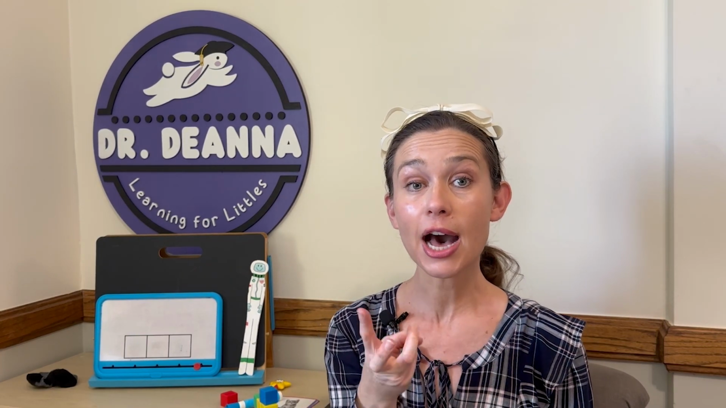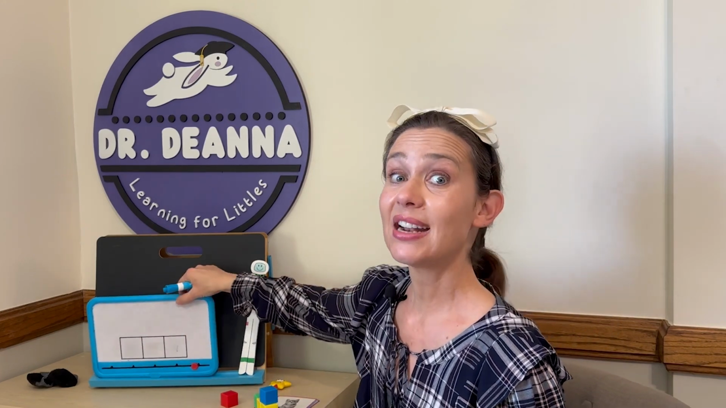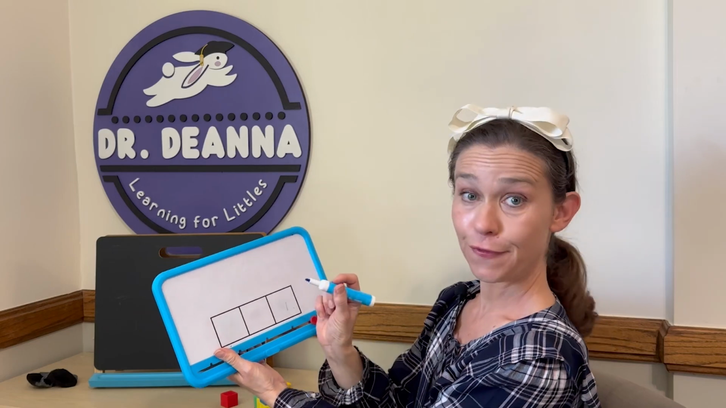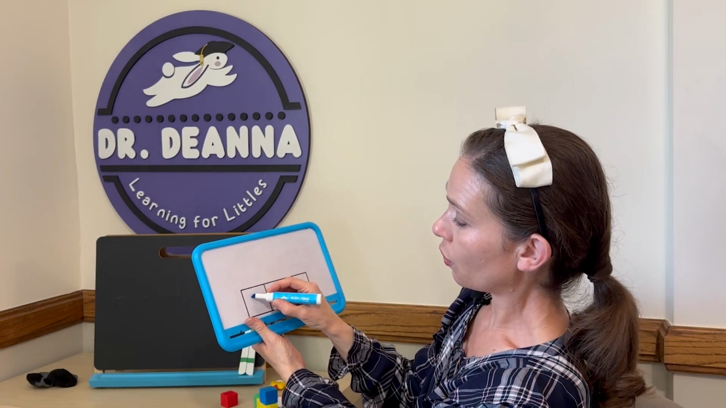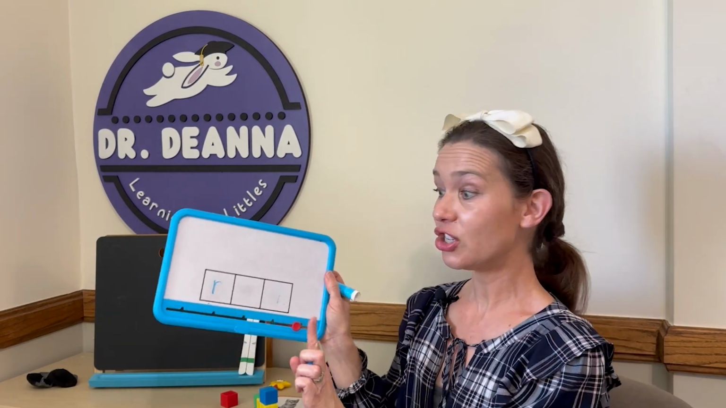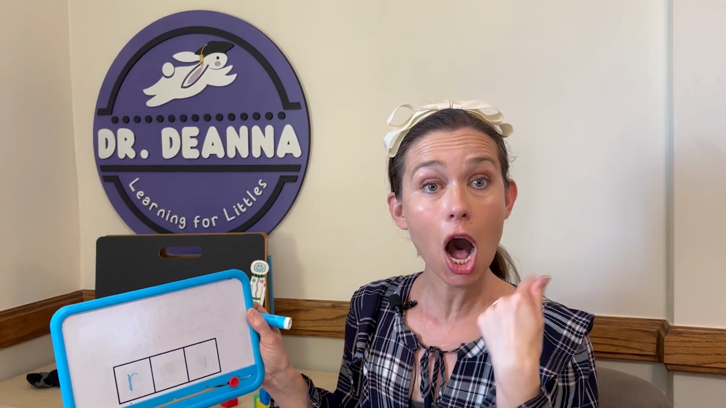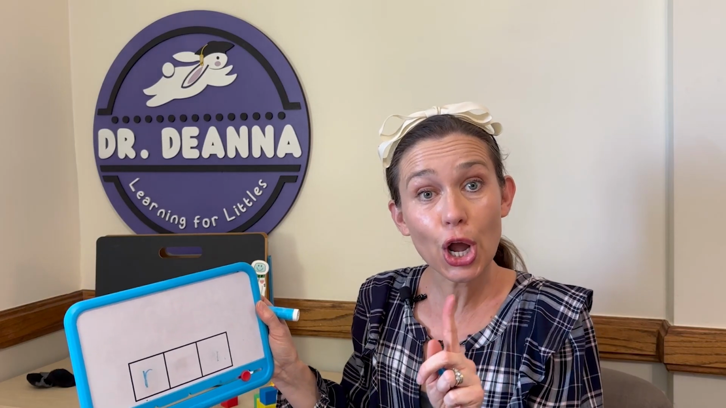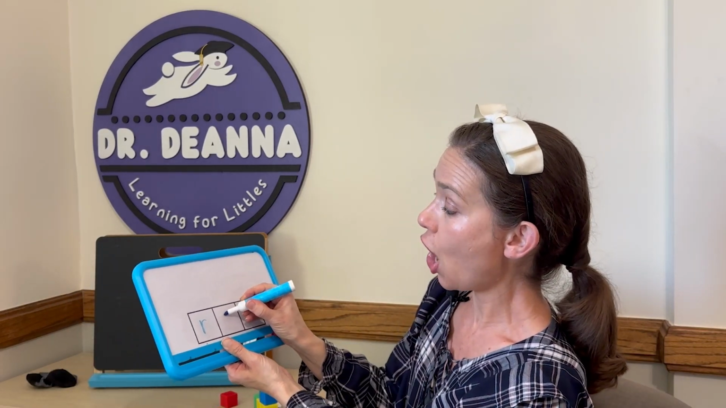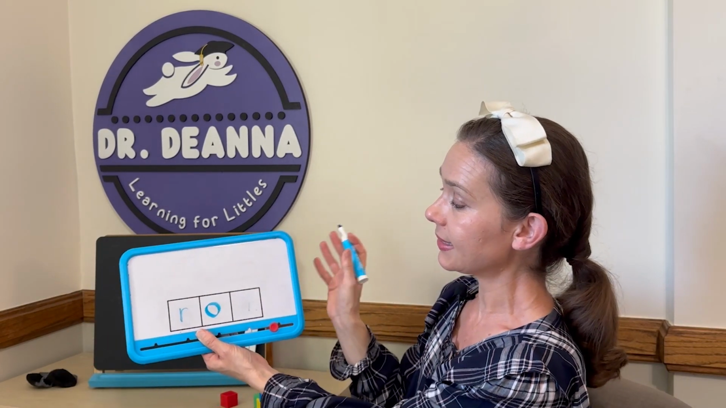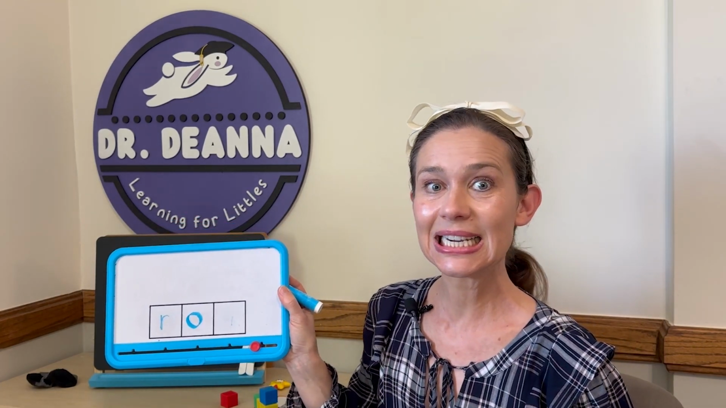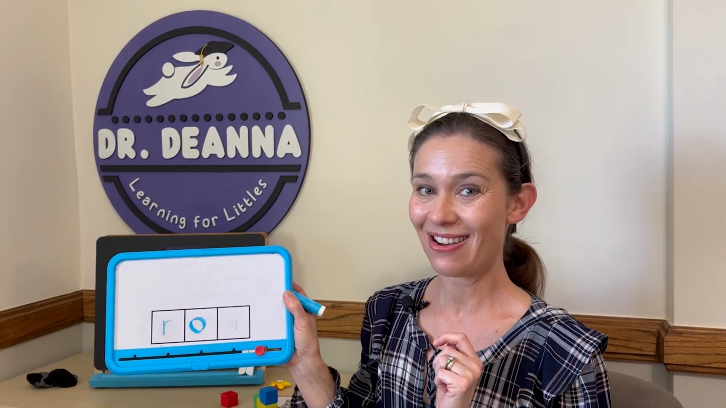R, ah, k, rock. I heard the R at the beginning, and I know that's the sound that goes with the letter R. So I'm going to put an R in the first box. R. Now let's stretch it out to hear that middle sound. I heard the short O. So I'm going to put an O in the middle box. Rock. I heard the K sound at the end.